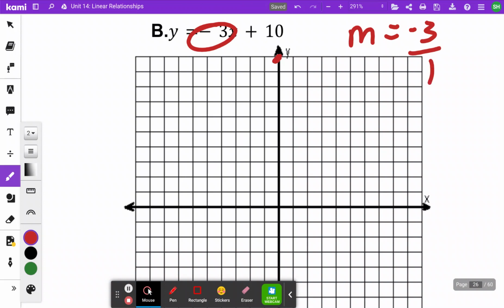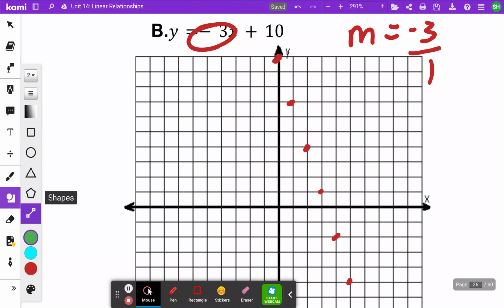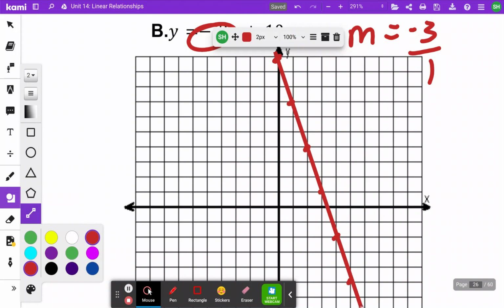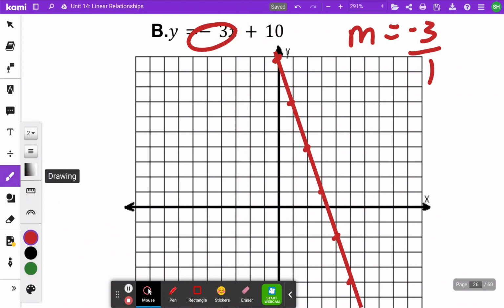So from my y-intercept, I can go down 3 and right 1, down 3 and right 1. And I can keep doing that over and over as much as I want. That's going to create a whole bunch of points that are all in a line. And if I connected them with a straight edge, I would get my line.